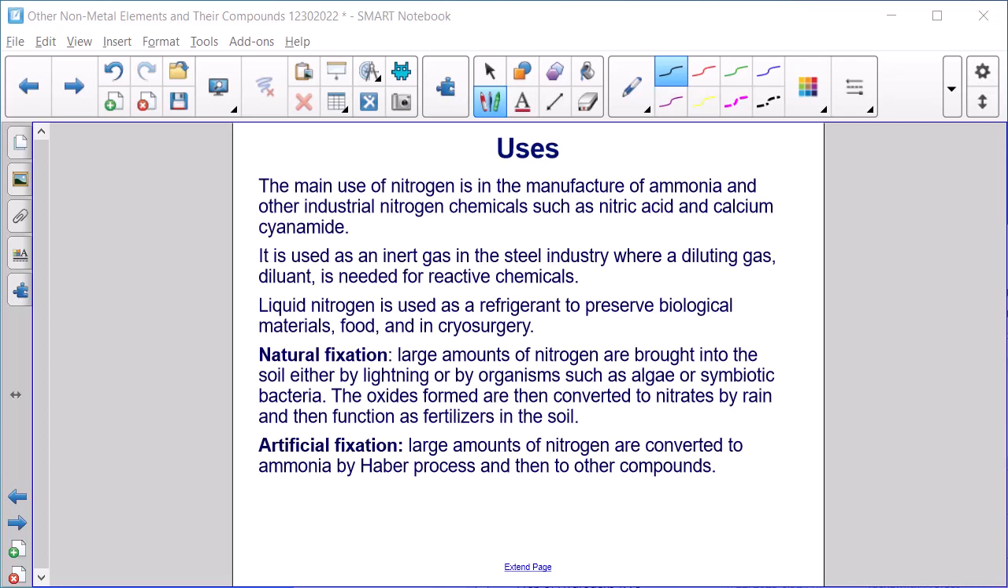Natural fixation is when large amounts of nitrogen are brought into the soil, either by lightning or by organisms such as algae or symbiotic bacteria. The oxides formed are then converted to nitrates by rain and then function as fertilizers in the soil. Artificial fixation is when large amounts of nitrogen are converted to ammonia by the Haber process and then to other compounds.